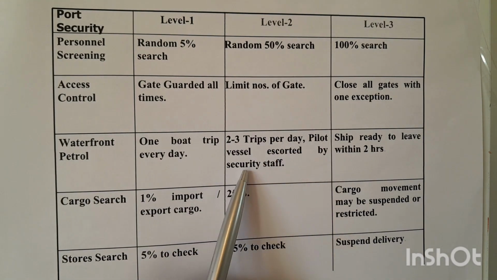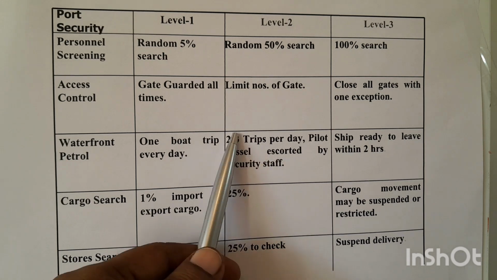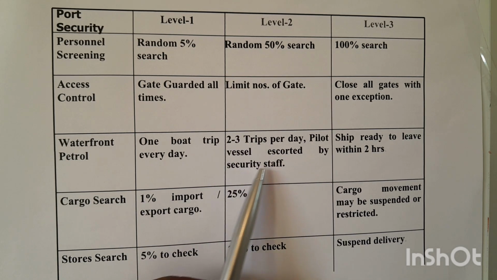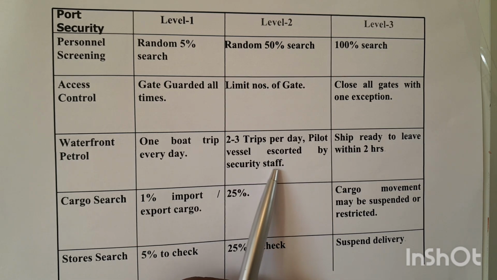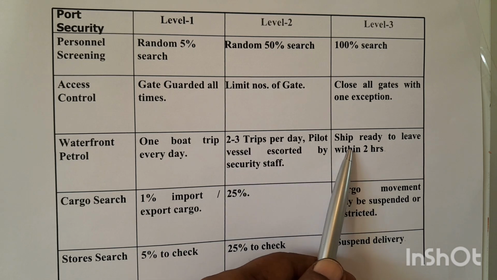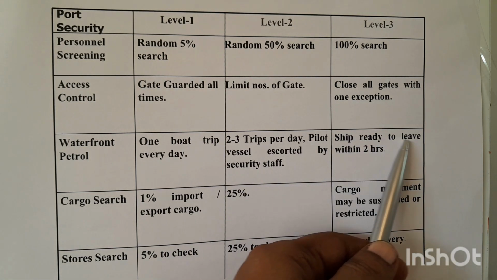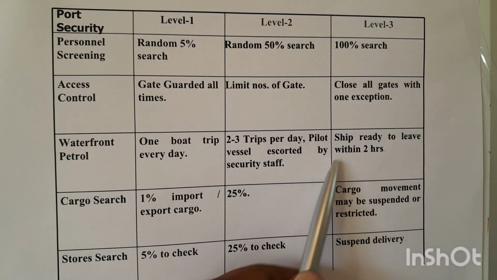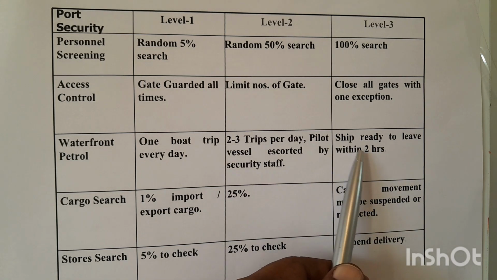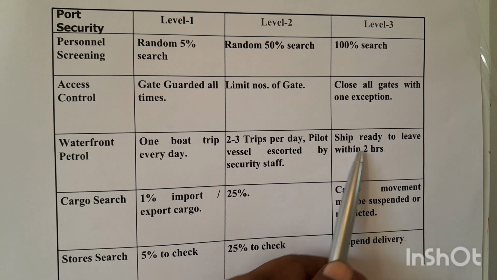Pilot vessel escorted by the security staff. So one will be the person in the VIP launch or could be the speed launch and escorted by the security. There must be security people escorting the particular boat. Then in case of level 3, ship ready to leave within 2 hours. Here the ship will be given notice by the port to be on standby. In case of some problem, you have to sail out within 2 hours.